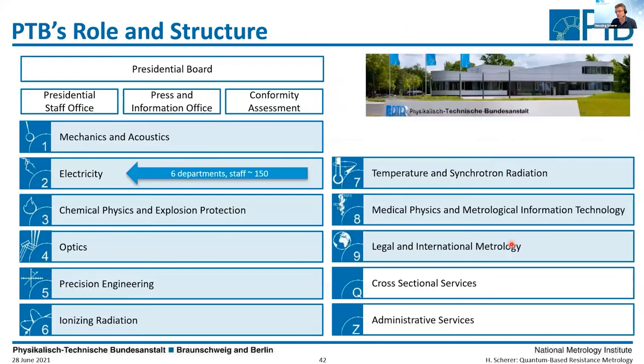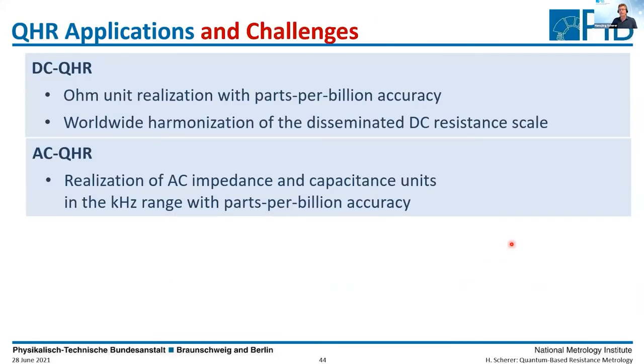Somehow it doesn't work. Okay, sorry, let me go back. There is another question, it just popped up. How do you take care of the lead resistance during the calibration process? We do four terminal measurements. I will come back to that in a minute. Simply by four terminal measurements, and the quantum Hall effect measurement is also a four terminal measurement. I hope this answers the question.